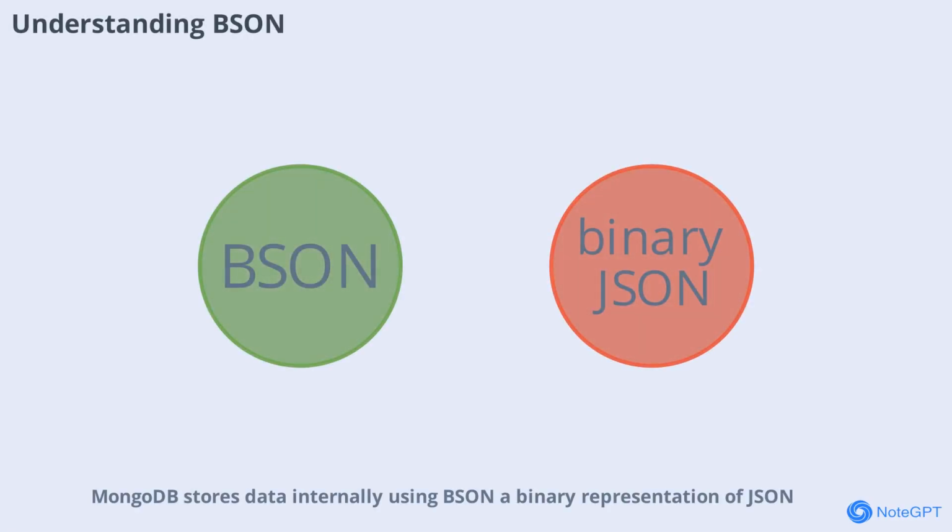MongoDB stores data internally using BSON, a binary representation of JSON. BSON supports additional data types such as dates and binary data which are not available in standard JSON. This allows MongoDB to efficiently store and process complex data structures while maintaining compatibility with JSON-based tools and applications.